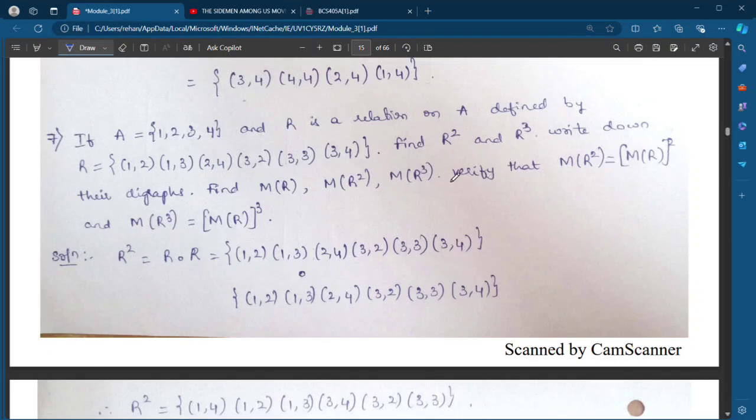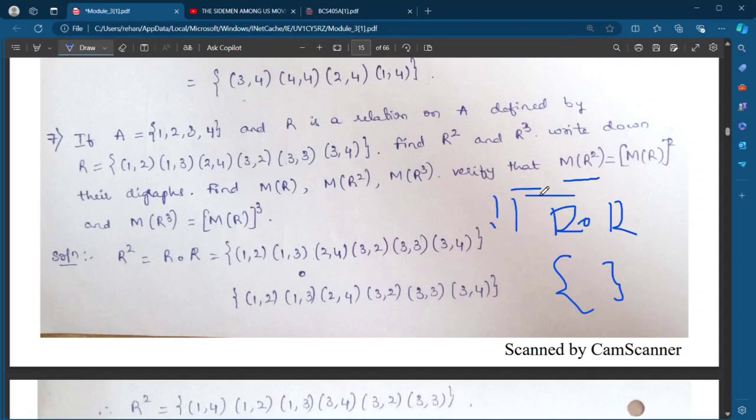So here they are saying to verify. See the question, read properly. They are asking to verify. So you have to find each individual properly. Find first R square. R square is nothing but R composition R. Okay, this is R composition R. You have to find the relation, that set. Whatever you get, write the matrix.